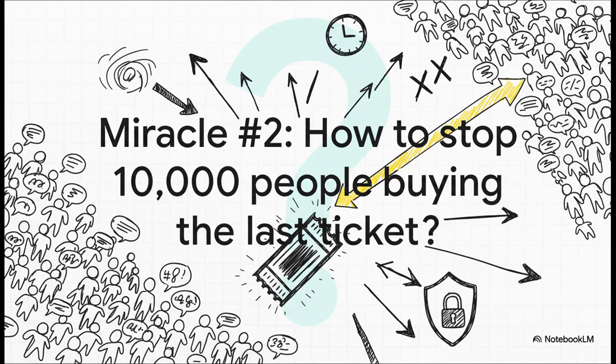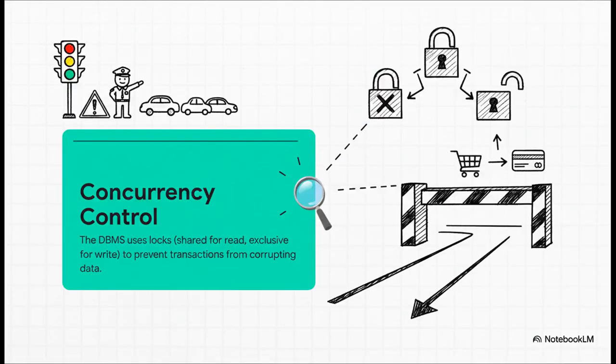All right, on to the second miracle, handling crowds. Picture this, the very last ticket for a massive concert goes on sale. Thousands of people all hit buy at the exact same moment. How does the system sell it to just one person without crashing or selling the same ticket 1,000 times? This is where the DBMS turns into a traffic cop. It's all handled by something called concurrency control.